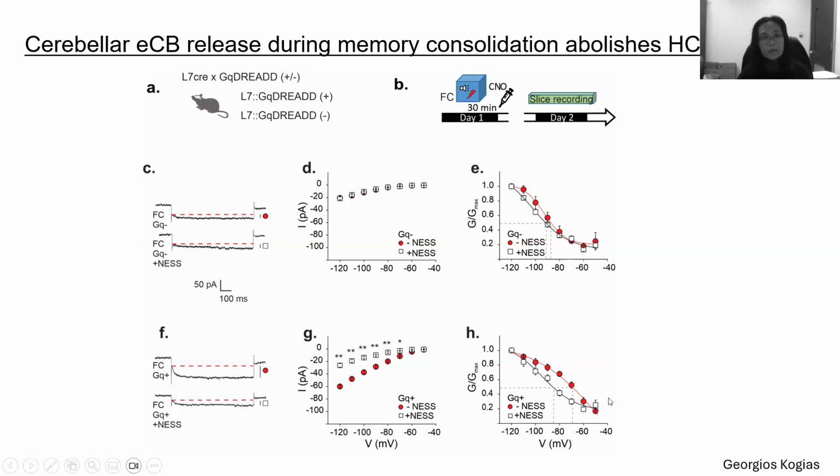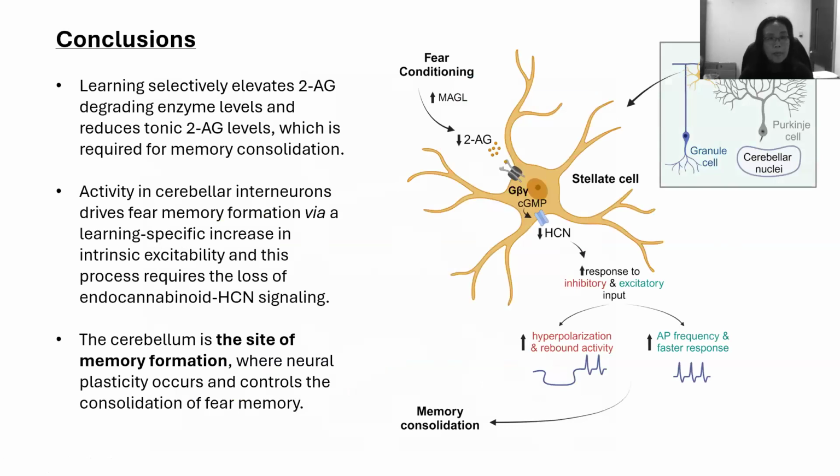So this work suggests that endocannabinoid released from the cerebellum during memory consolidation can abolish IH plasticity.